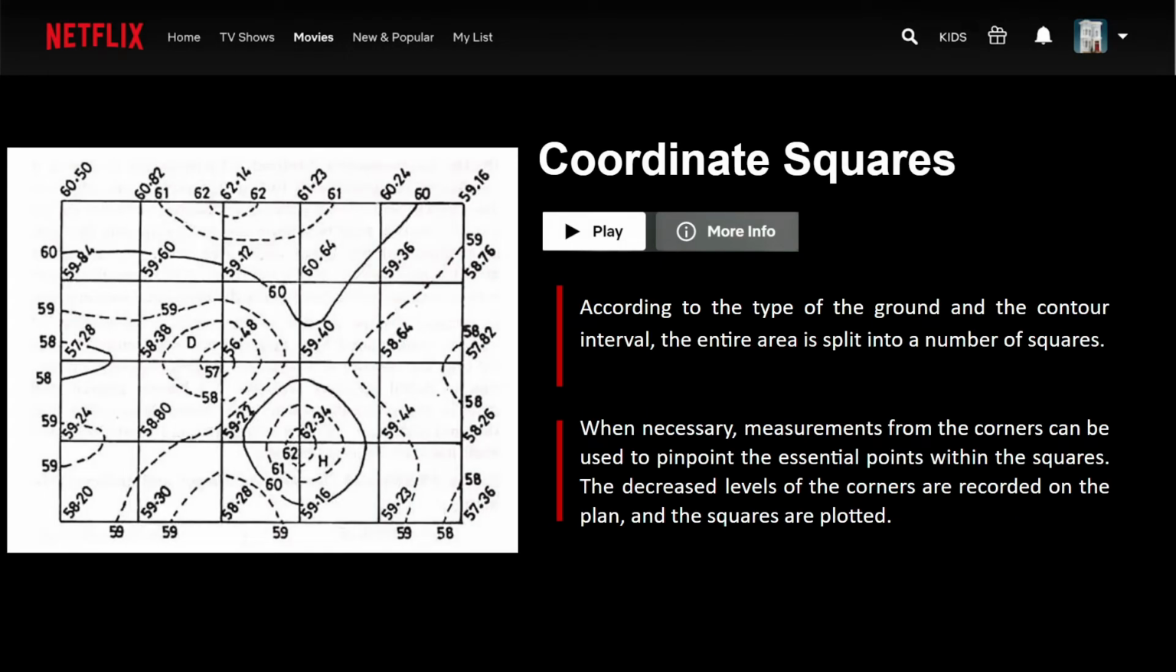Coordinate squares. According to the type of ground and the contour interval, the entire area is split into a number of squares. When necessary, measurements from corners can be used to pinpoint the essential points within the squares. The reduced levels of corners are recorded in the plan and the squares are plotted. Next slide, please.